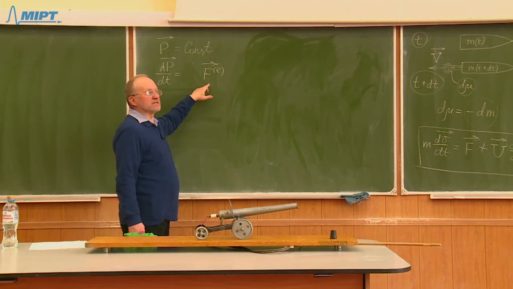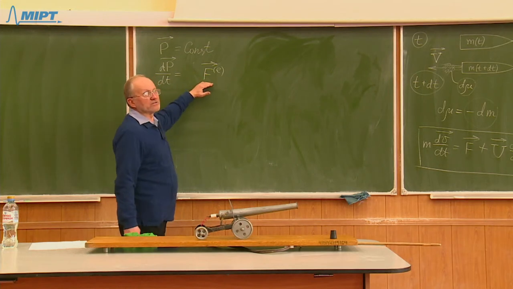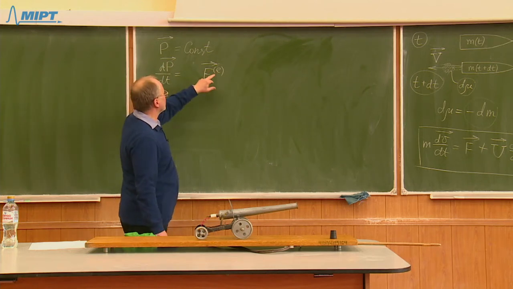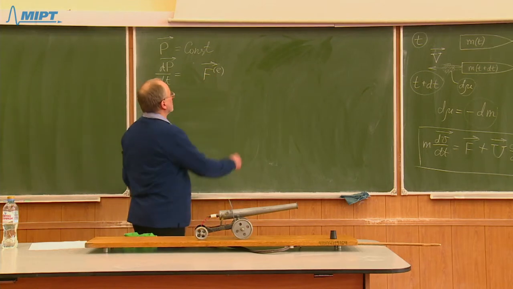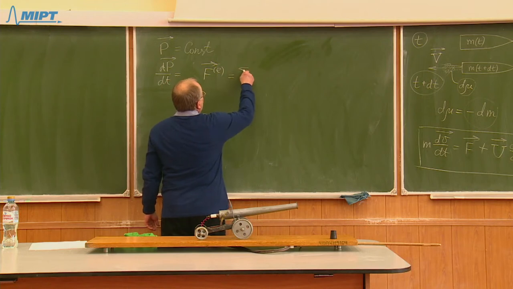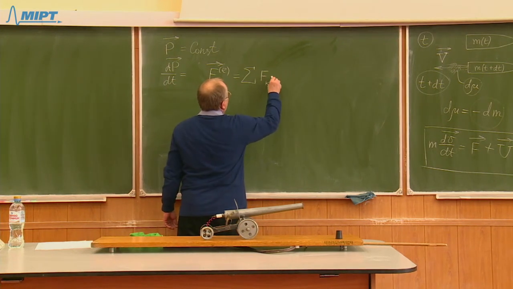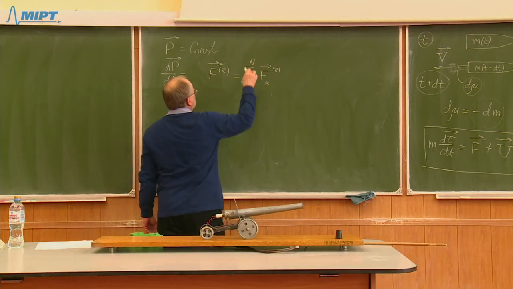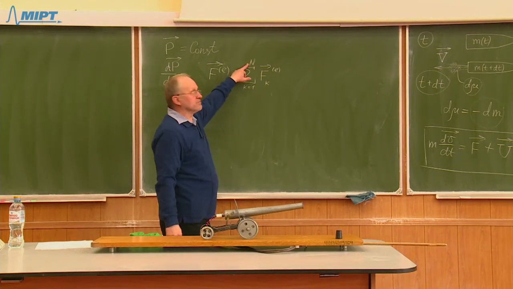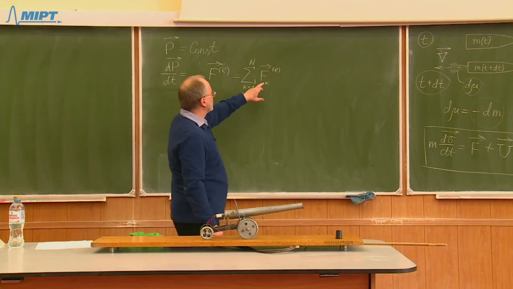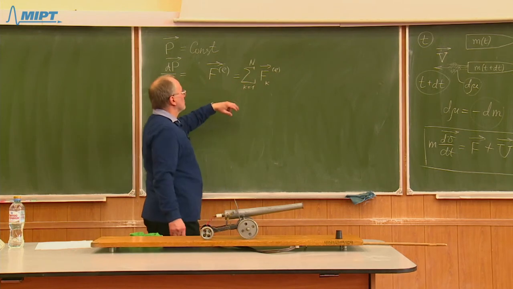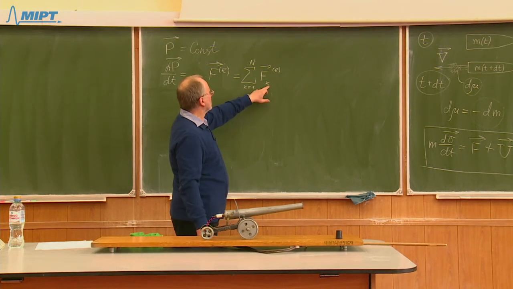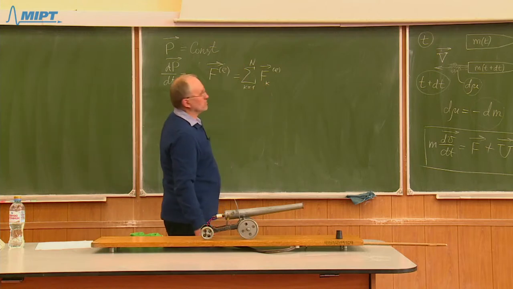We proved it last Monday. But if there are some external forces acting on the system, then the total momentum will change. And the rate of change of total momentum will be defined by the net external force. What is the net external force? It's the sum of all external forces acting on all the bodies of the system. If capital N is the number of bodies in the system, then we have to find a vector sum of all the external forces acting on all the bodies: on the first body when k equals 1, on the second body F2 when k equals 2, etc.